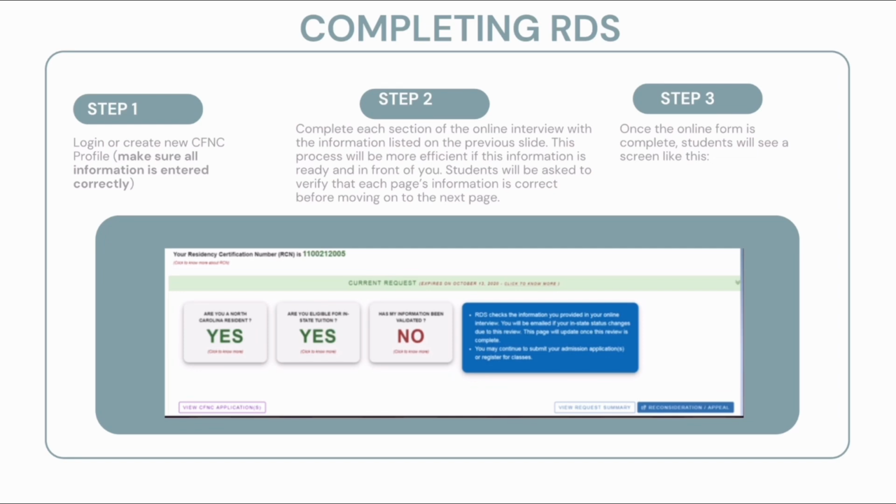Step 1, log in and create your profile. Make sure that all the information you've entered is correct. Step 2, complete each section of an online interview with the information listed on the previous slide. This process will be more efficient if this information is already in front of you. Students will be asked to verify that each page's information is correct before moving to the next page. Once the online form is complete, students will see a screen like this.